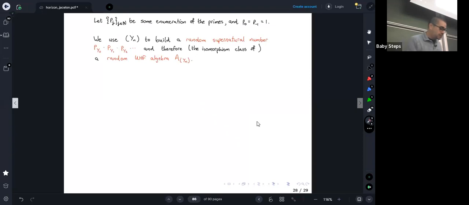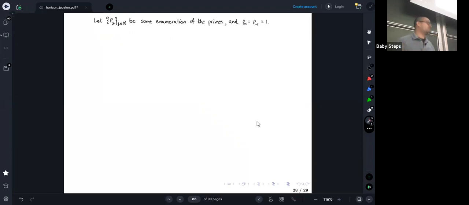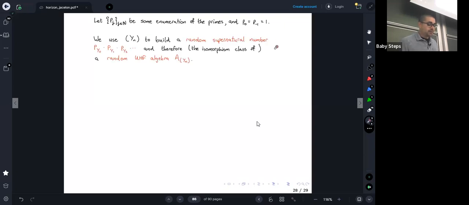All right, so using this, we are going to build our random supernatural number just by keeping track of her position from point to point. Again, let's take some enumeration of the primes. Let's write p_0 and p_{-1} to be 1 to take into account the positions at 0 and minus 1. And we're going to build the random supernatural number as a product over the primes p_{Y_0}, and so on. So maybe she starts at position 5. The first component of this supernatural number would be p_5. Then if she moves to 6, we multiply p_5 by p_6, and so on and so on. So we build a supernatural number.